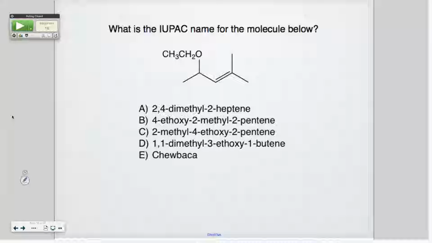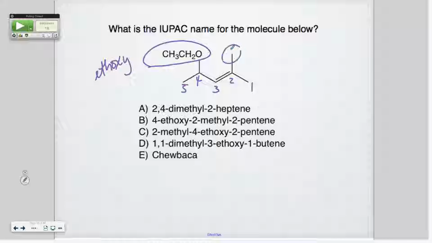Okay, so which way do you want to number the chain? Left to right or right to left? Why? The double bond gets the lowest number. So we're going to go 1, 2, 3, 4, 5. Our groups are, what's that? Ethoxy and a methyl. Okay, so you're going to put them in alphabetical order. So it's going to be 4-ethoxy-2-methyl-2-pentene. We got it? Any questions? Any concerns? So does the oxygen make that the ethoxy? Yes, the oxygen makes it the ethoxy.